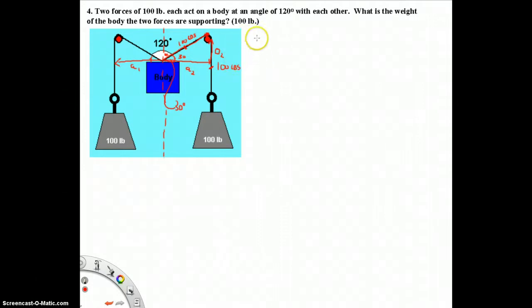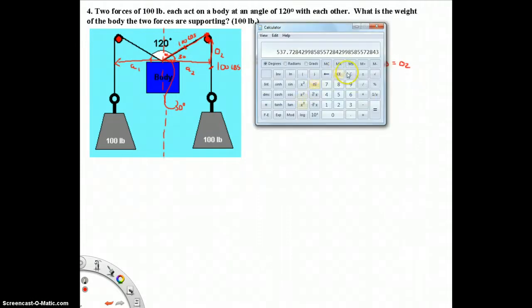And let's think about what we know. What relates opposite and hypotenuse, the two things we know? Well, SOH-CAH-TOA. The thing that relates opposite and hypotenuse is the sine function. So sine of 30 degrees equals the opposite side over the tension in the wire rope, which is 100. Multiply both sides by 100: 100 times the sine of 30 equals the opposite side force.